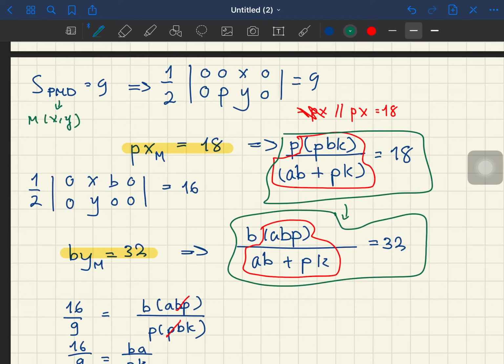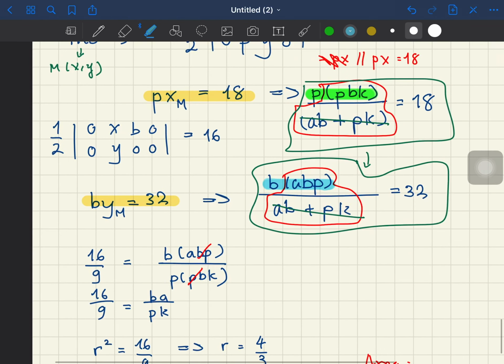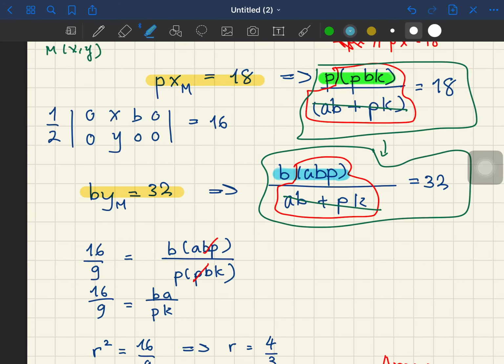So you divide them, and you can just cross out this one, and then you will have this one as a denominator and this one as a numerator. I think I should highlight this. So this one as a denominator, the green one, and then the blue one as the numerator. But in this case I somehow exchanged them because I want to get a bigger number on top, which is the 32.